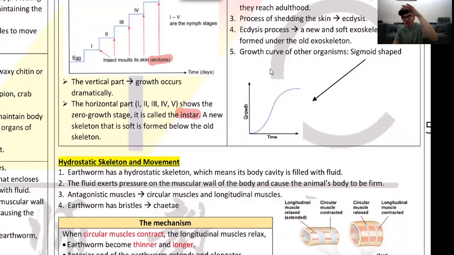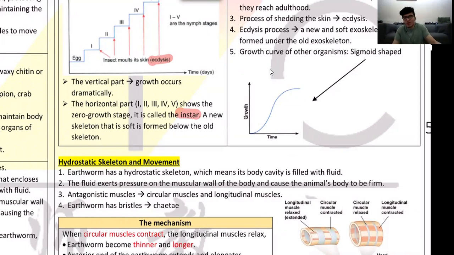So they will just stop for a moment and then grow. Stop for a moment, grow. So they do instar, ecdysis, instar, ecdysis, instar, ecdysis. It's like a series of steps, instead of going in a smooth curve, because they can't, they have to break that shell.